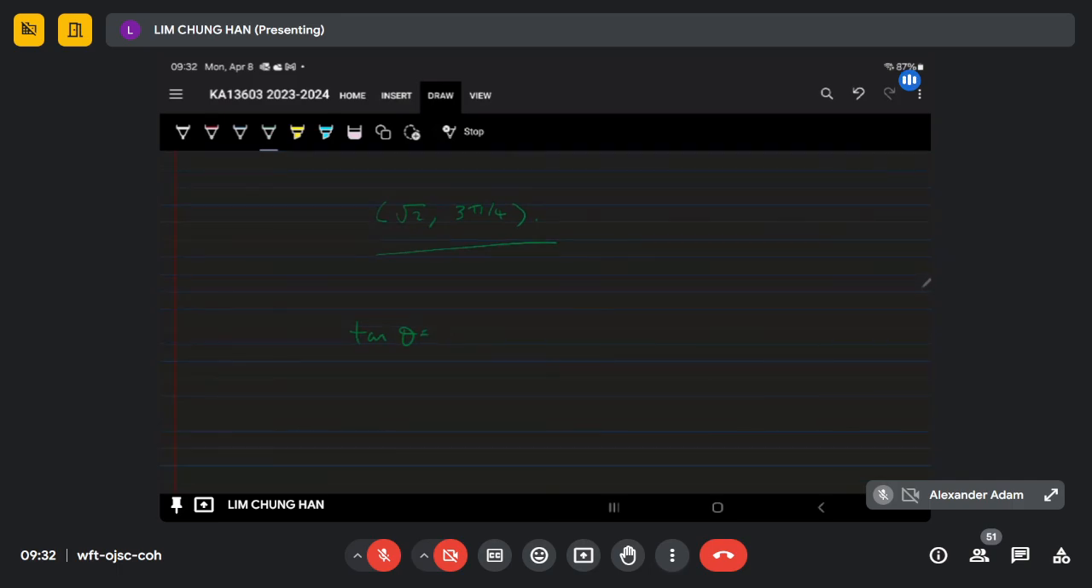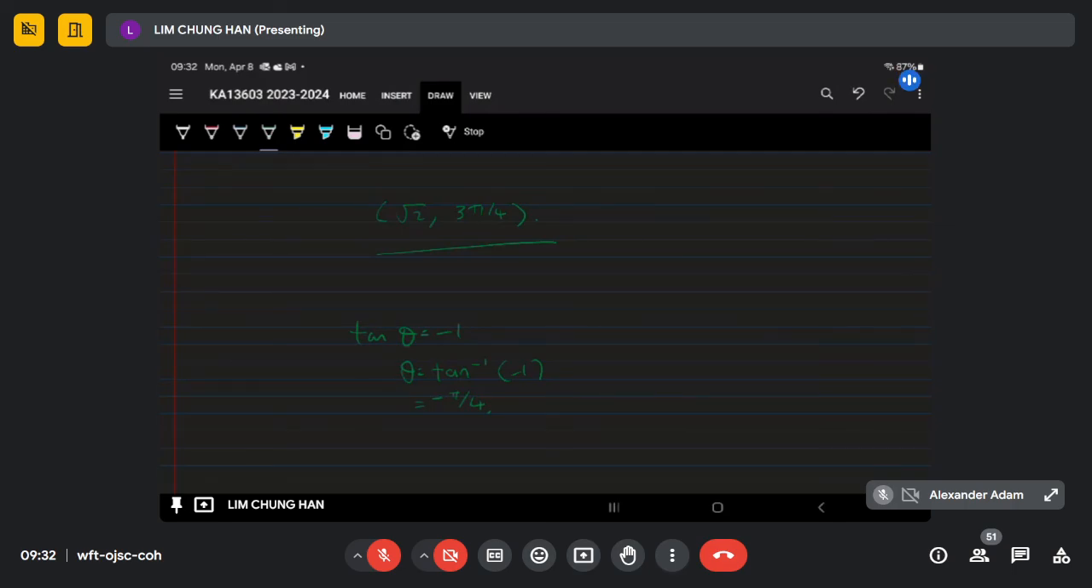Tan theta equals -1. You want to look for theta. So in your calculator, you do this, then it gives negative pi/4, right? In your calculator, that's what you did, right? Yes.